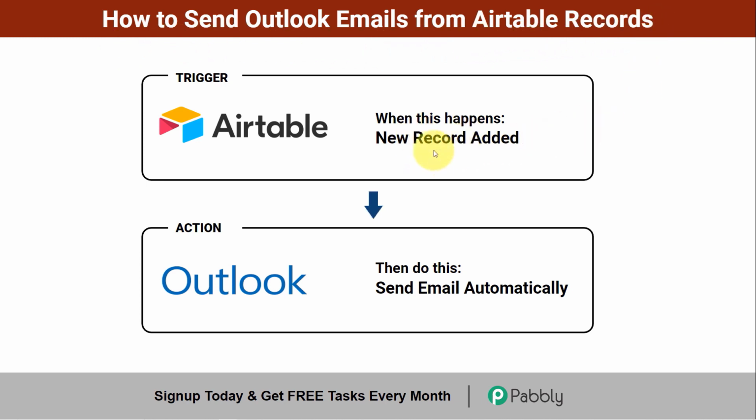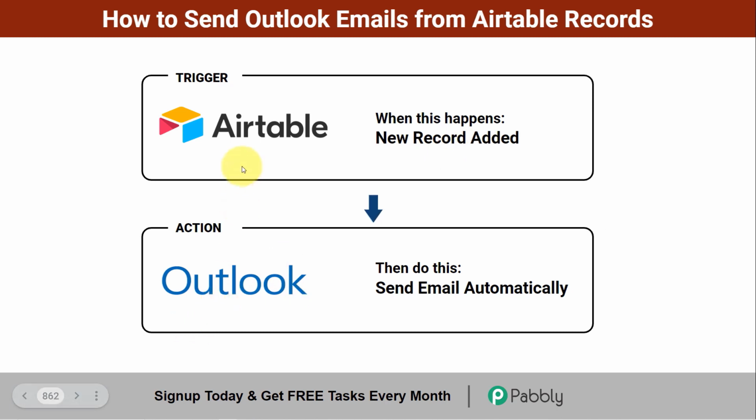So assume that you have added a name and email address of the person as a new record into the Airtable. And now you want to send an email to that person. So here you have two choices. Either you can copy the details, compose an email and manually send the email to each person whose data you are adding into the Airtable via Outlook.